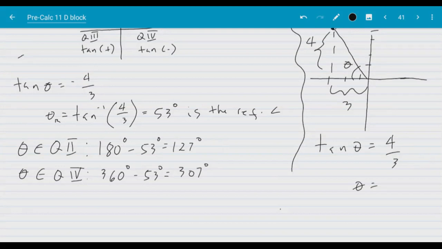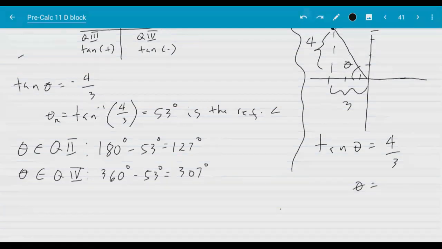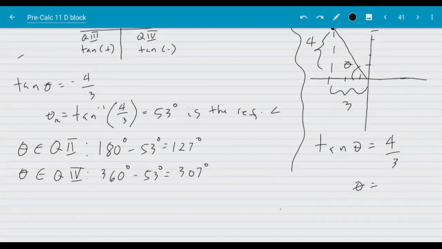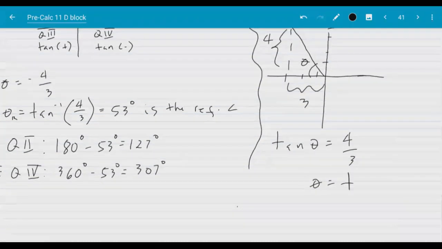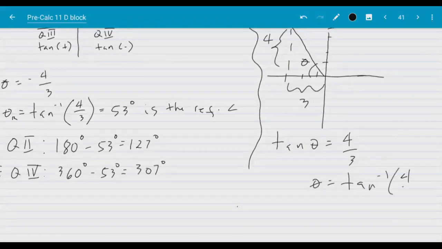So let's go back. I tried to come up with a sort of graphical way of doing it, wherein I created this picture. Your theta would be here, and opposite over adjacent would be 4 over 3. Therefore, to find theta, that would be inverse tangent of negative 4, or inverse tangent of 4 thirds, and that would be giving you 53 degrees.